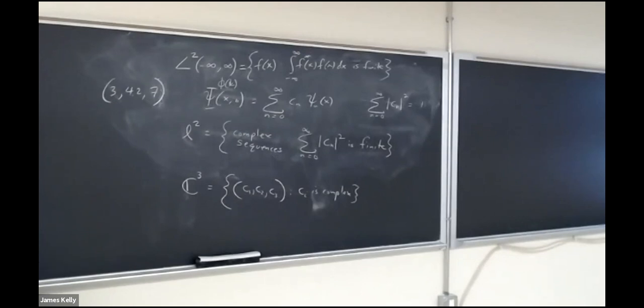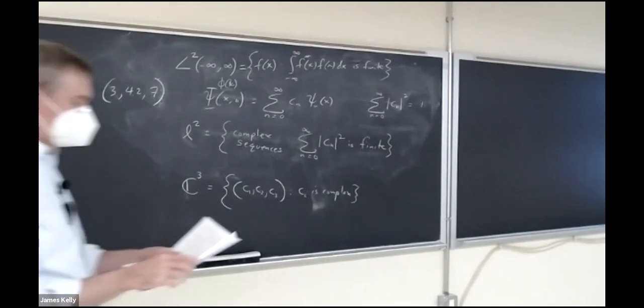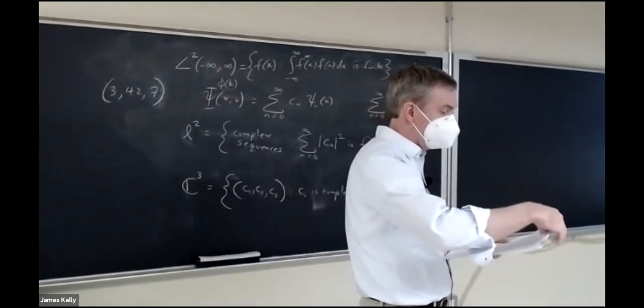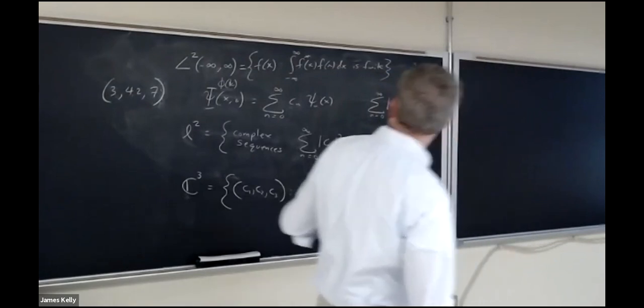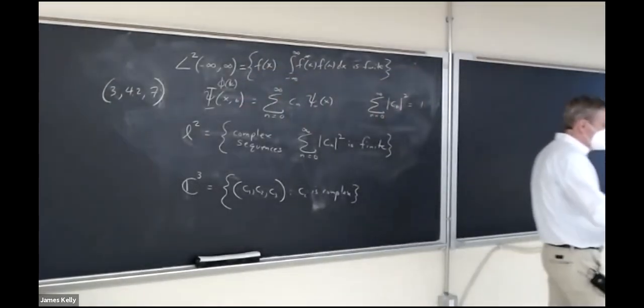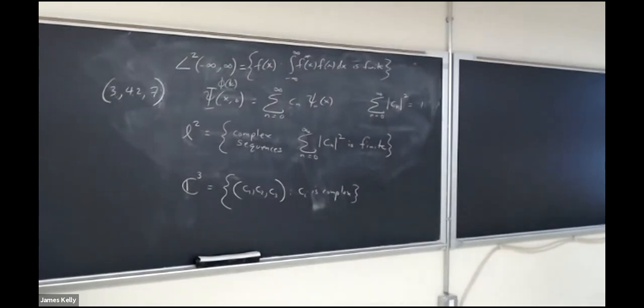I have some things mixed between worksheets here. And what I want to do is just get used to thinking of examples in these 3 cases: capital L2, little l2, and the finite dimensional C's. Here I'm talking about C3.